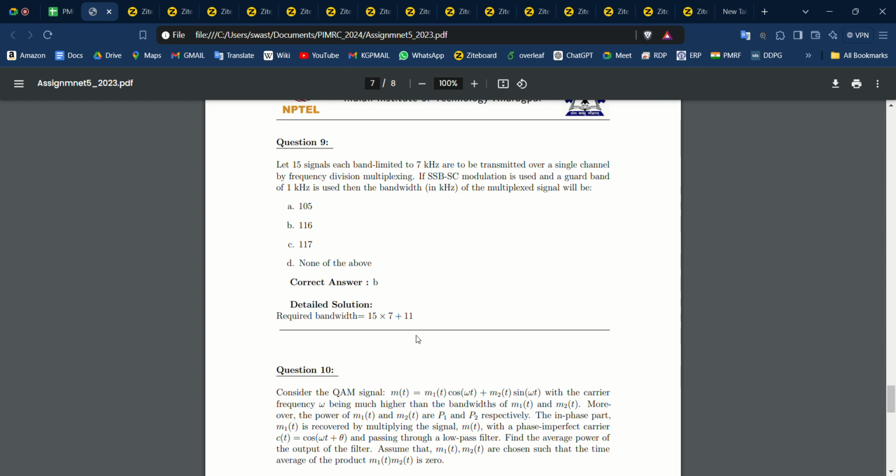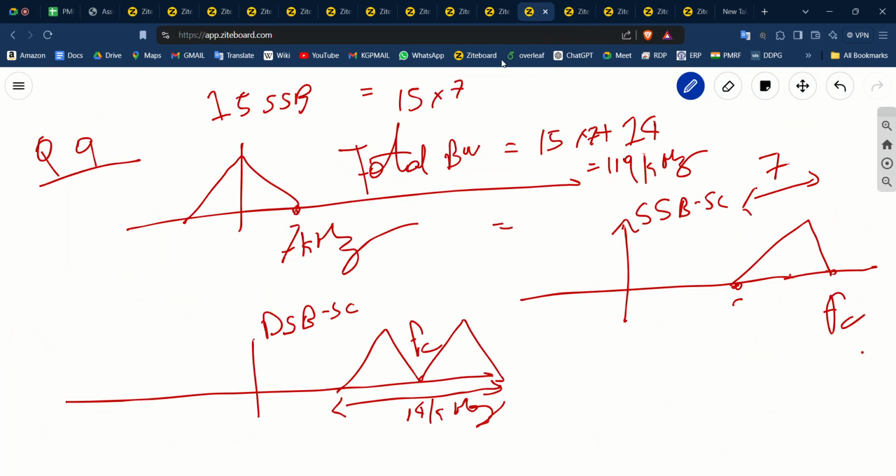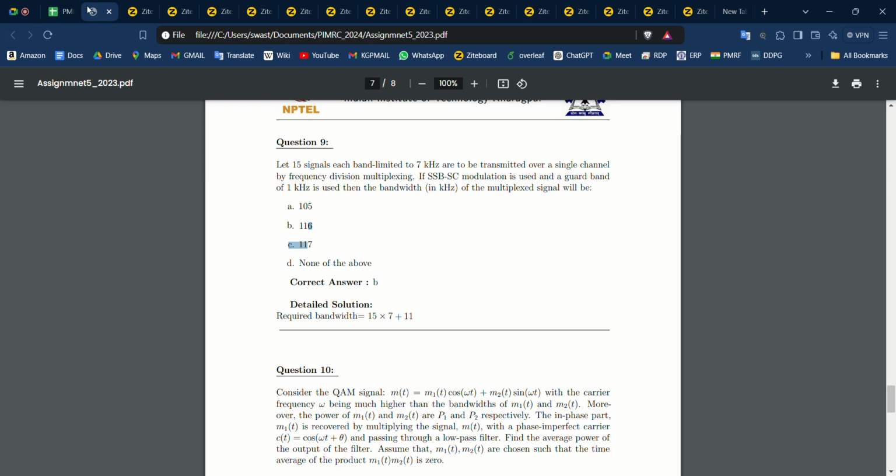Now I don't know why they have used 11 here. It won't be 11, it will be 14. So the correct answer will be D, none of the above. This might be wrong here.